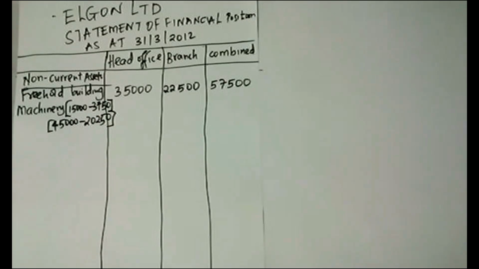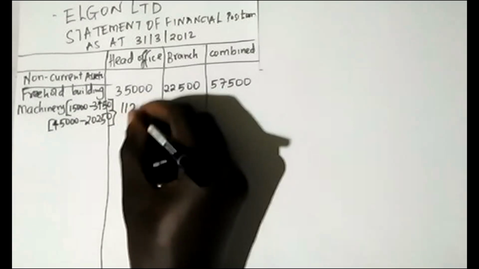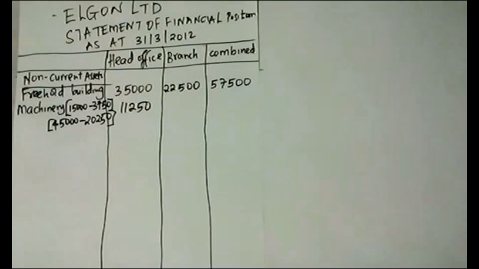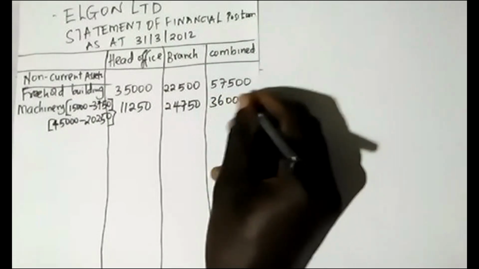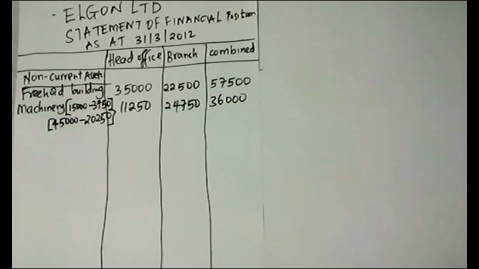So we subtract. The first one, I'm getting 11,250. Then the second one is 24,750. So the total, if I use the calculator and add the two, is 36,000. Then we said we have two current accounts. That is, the Adobe will maintain the branch current accounts.